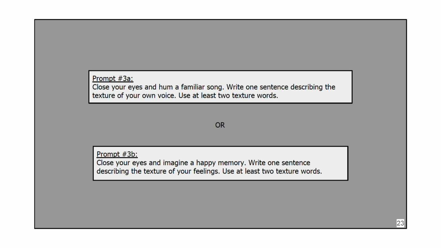Prompt 3B. Close your eyes and imagine a happy memory. Write one sentence describing the texture of your feelings. Use at least 2 texture words. If you'd like, you can revisit the word bank on the previous slide.